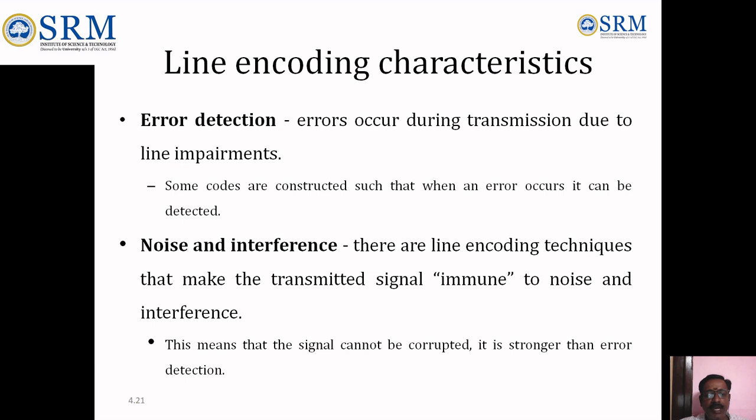Line encoding characteristics. Error detection is another characteristic of line coding. Errors occur during the transmission due to line impairments. Some codes are constructed such that when an error occurs, it can be detected. Noise and interference: there are line encoding techniques that make the transmitted signal immune to noise and interference. This means that the signal cannot be corrupted. It is stronger than error detection.